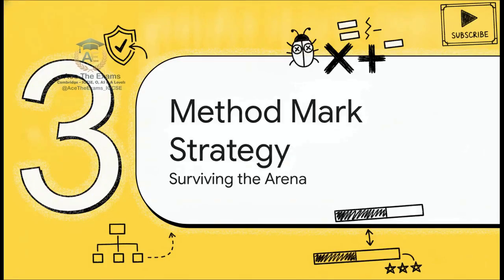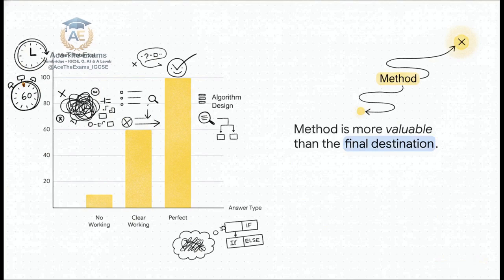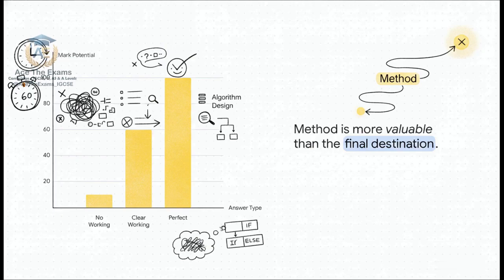Section 3. The Method Mark Strategy. This is how you survive the arena, even when things go wrong. I want you to treat this like a data scan challenge. You have 60 seconds. Scan this chart. What is the core trend jumping out at you? Look at the massive, undeniable difference in exam mark potential between a student who hides their mental process and one who clearly displays their algorithm design.